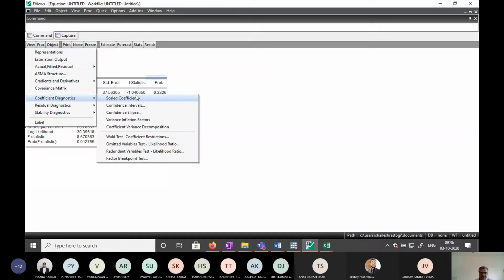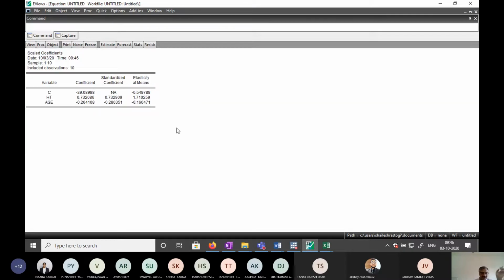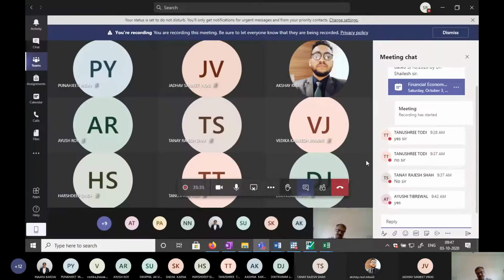coefficient diagnostic, scaled coefficient. You note down wherever you are noting. As we click this, here we have got standardized coefficients; you will find that these are the unstandardized, these are standardized. That is available. If you notice, we have got the same values that we reported in our regression table, table 2. Yeah, all of you are with me? Yes, sir.